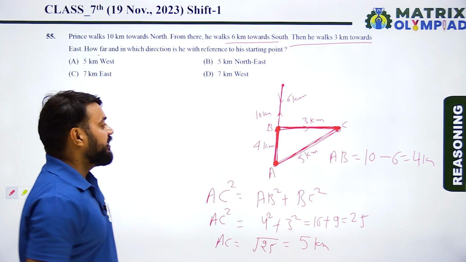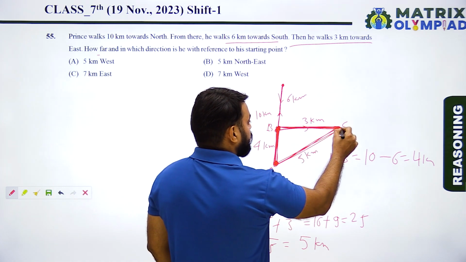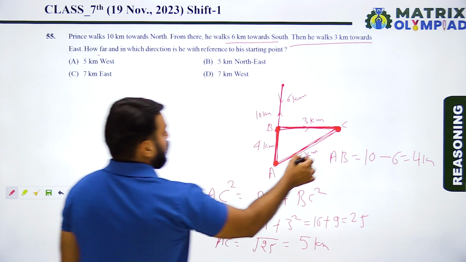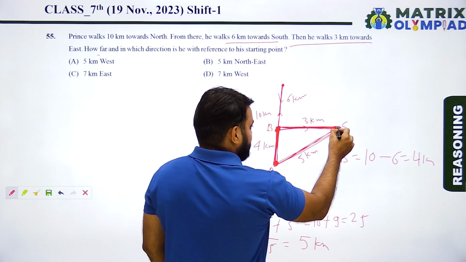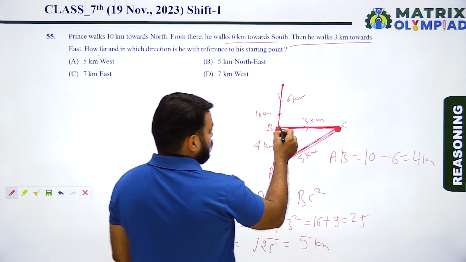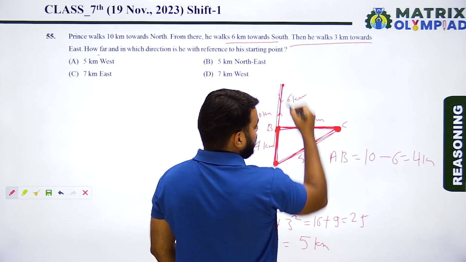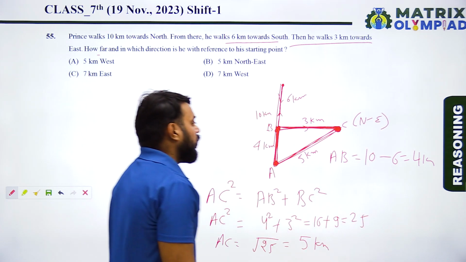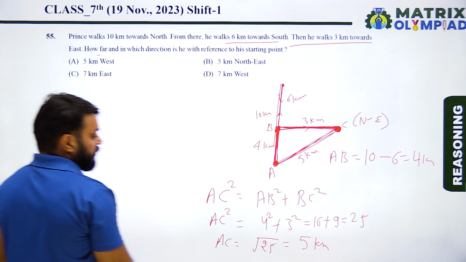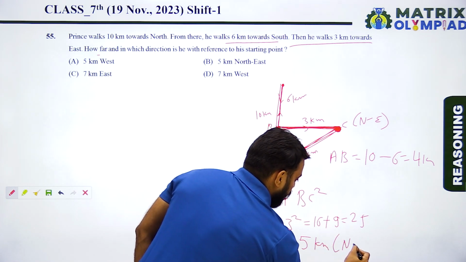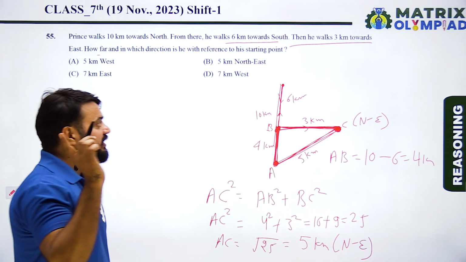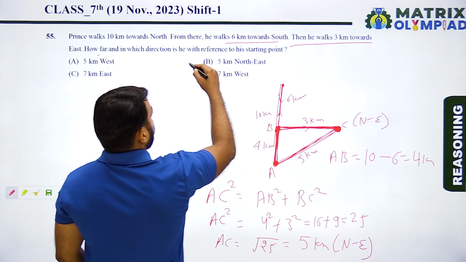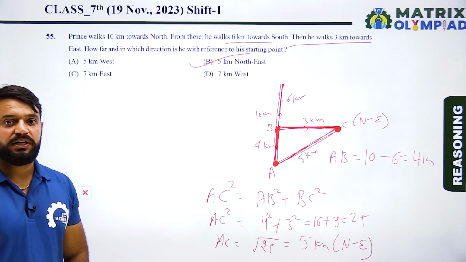Now find the direction of end point with respect to starting point. C is in the north and east, this is the north and this is the east. So C is northeast of A. So 5 kilometer northeast is the correct answer of this question. So option B is the correct answer.